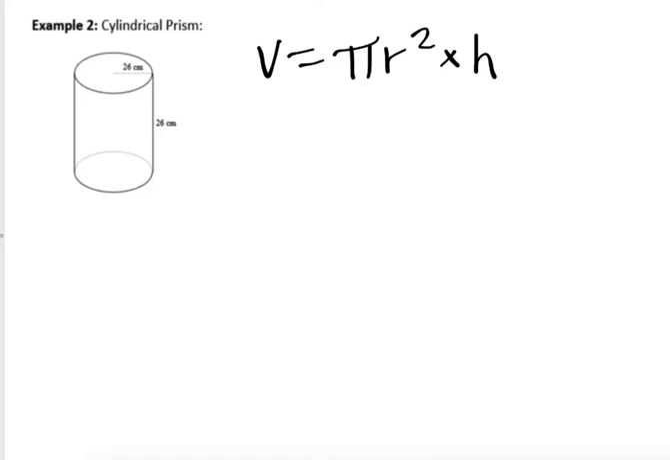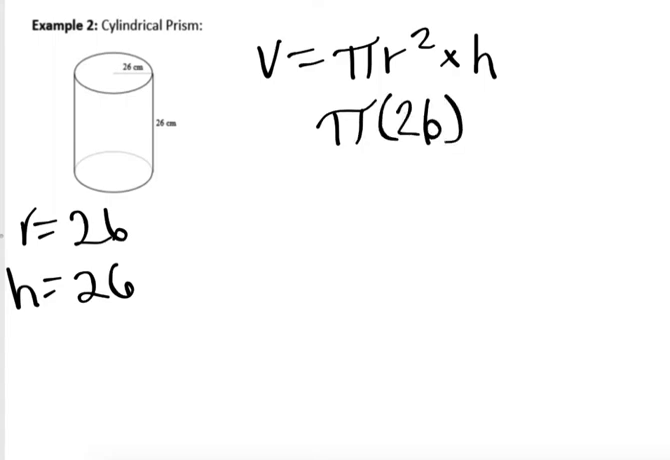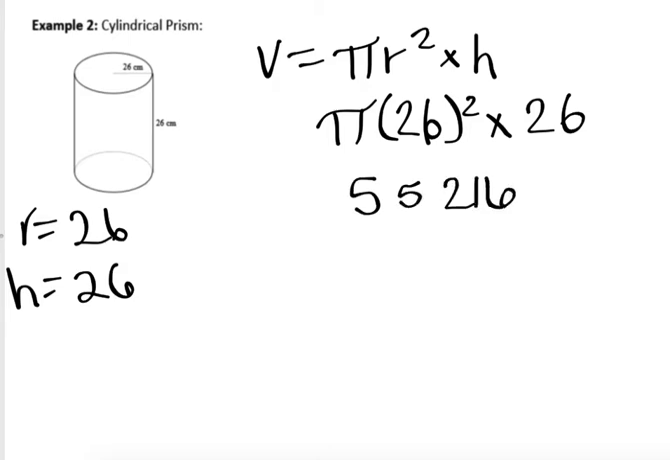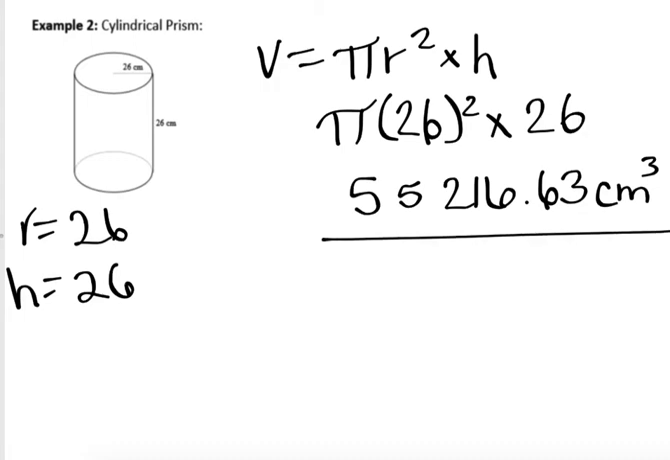So we don't need to find anything here because we're given everything. My radius is equal to 26. My height is equal to 26. That's kind of silly, but that's okay. We're going to go pi times 26 squared times 26. When I do that, I get 55,216.63 cubic centimeters. What I did in my calculator was 26 squared, equals, times that by 3.14 or the pi button on my calculator, and then times it by 26. This here is what you should get for an answer.